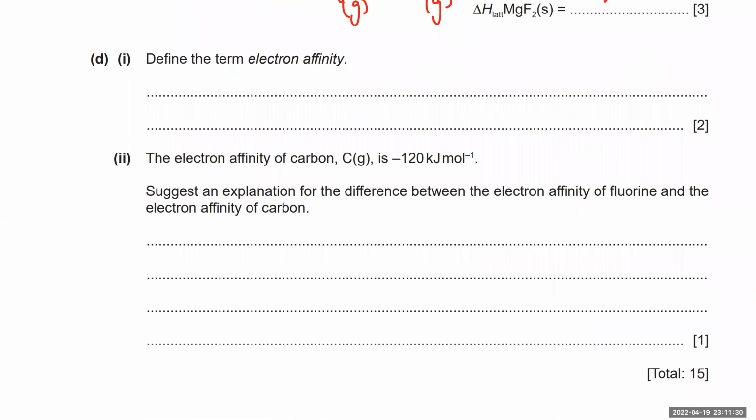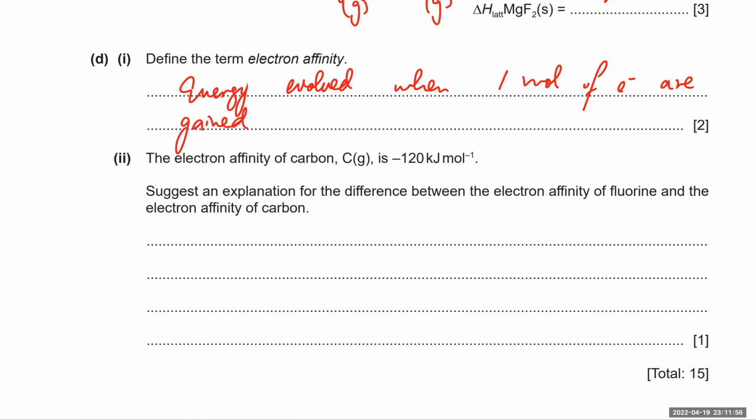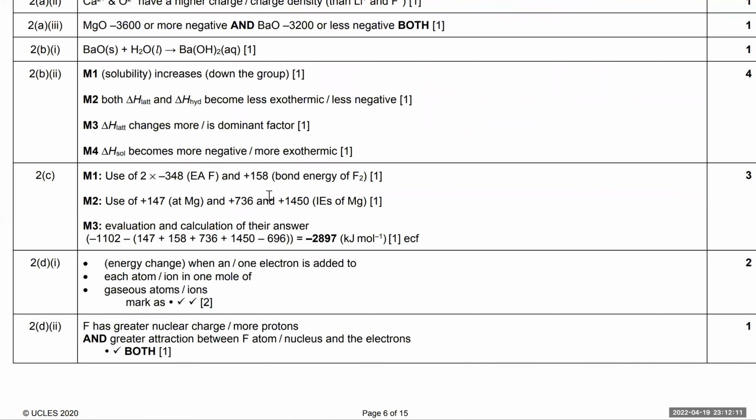Define the term electron affinity. So it's the opposite of ionization energy, it's the energy that is absorbed or evolved. Remember, electron affinity can be positive, it can be negative as well. So it's evolved when one mole of electrons are gained by one mole of gaseous atoms to form one mole of gaseous minus one ions. We'll just check the definition as well. So you had to write that one mole of gaseous atoms turn into ions. That's about it. So you could have skipped the last part.